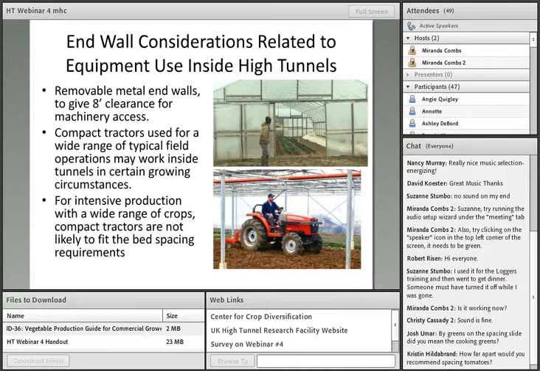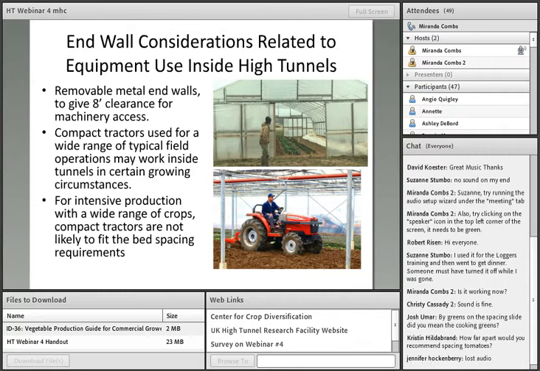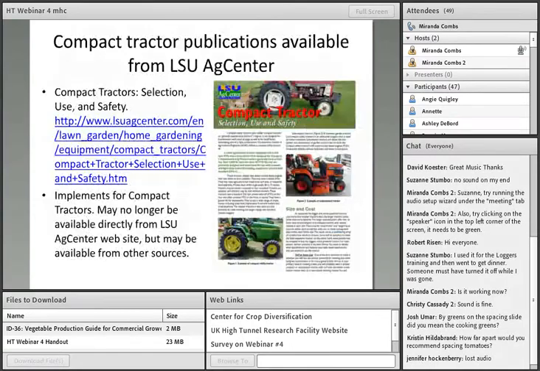For the type of production that Krista was going through with diversified operations, you're more likely not to be able to use a compact tractor. If you are interested in compact tractors, there's a couple of good publications out there that I like to recommend to people.